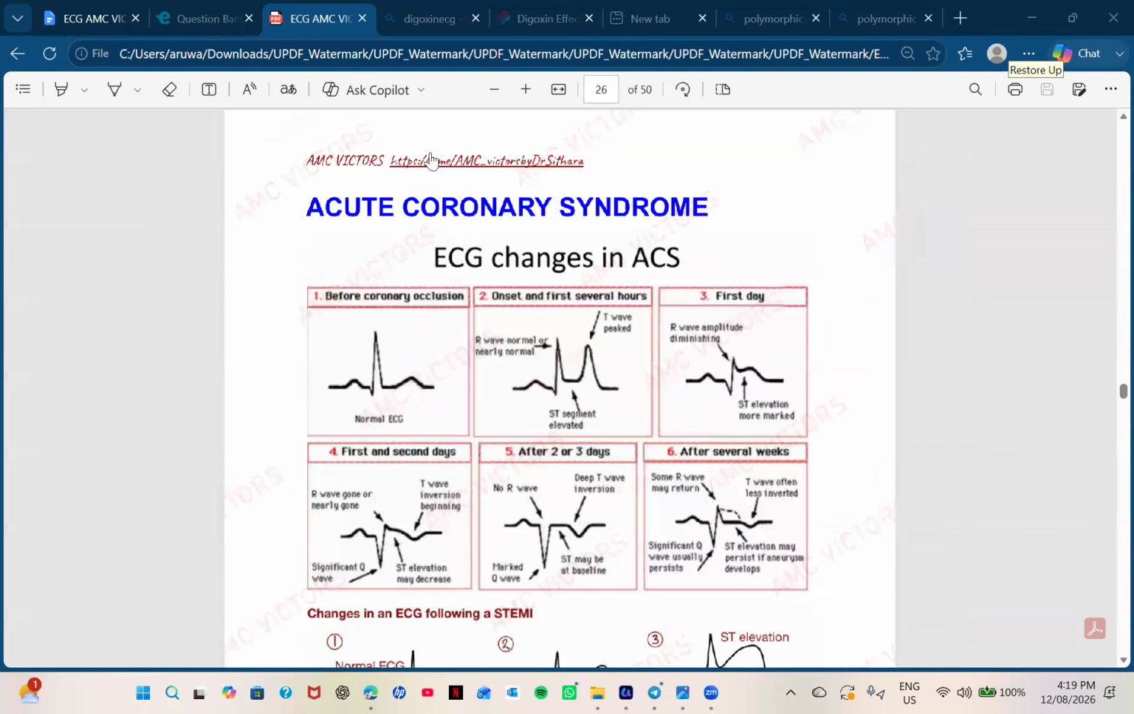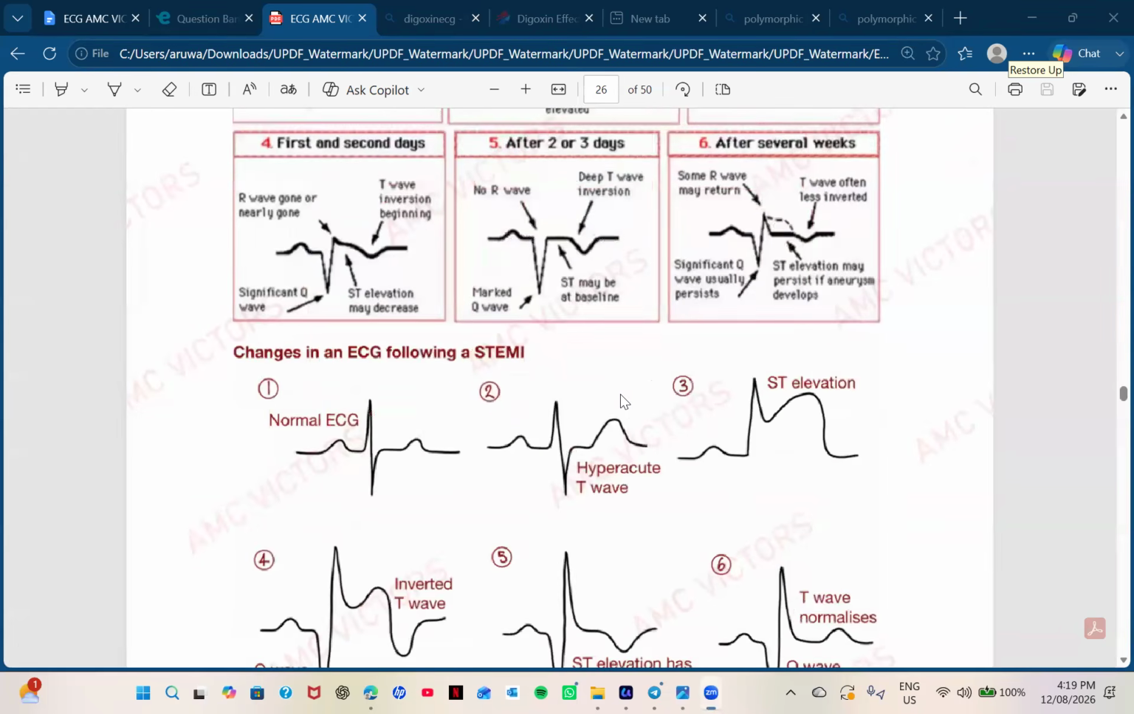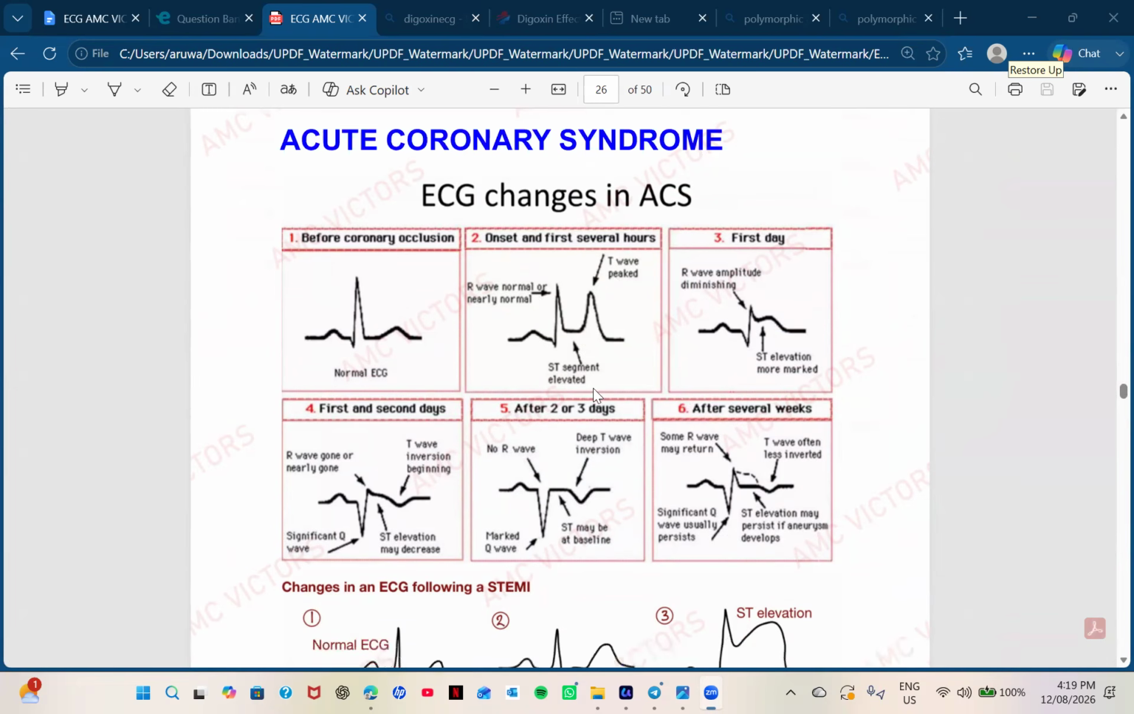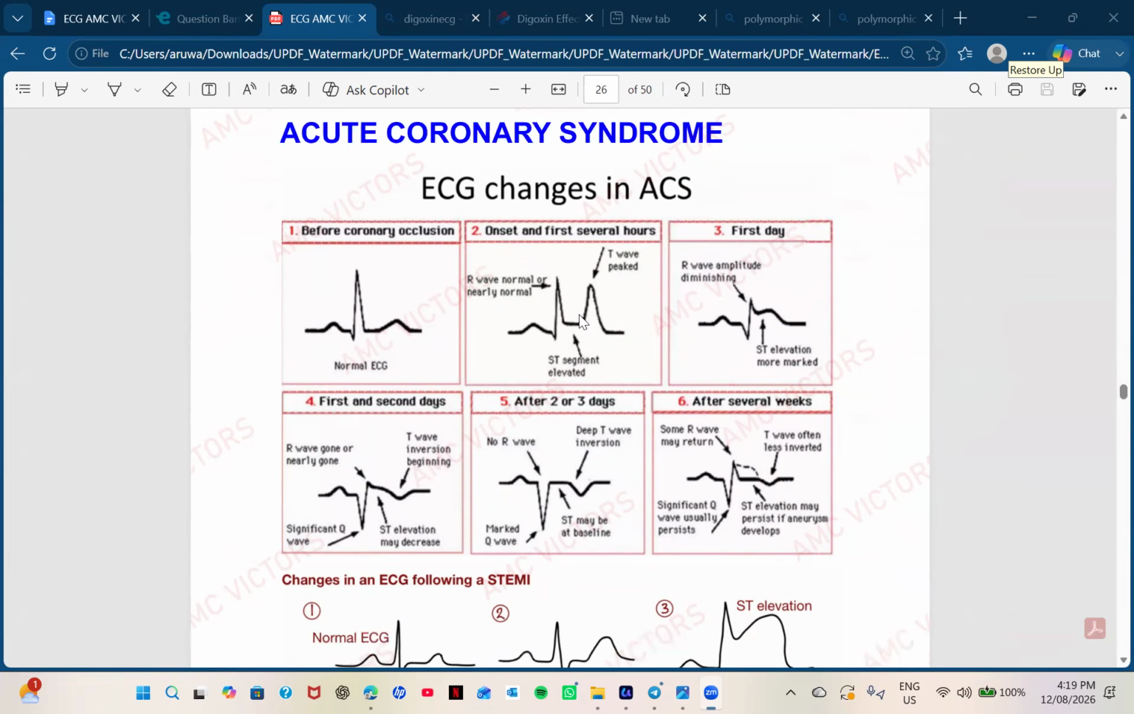Okay, so let's discuss MI. What do you know about acute coronary syndrome? Even though we have sudden chest pain and those things, it starts this way, with onset over several hours, right? So what you can see are peaked T waves, right? Then ST segments start to elevate, right?